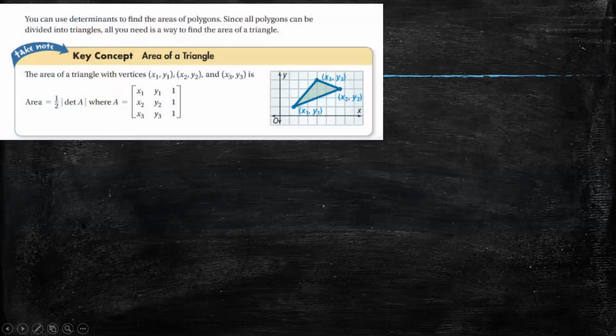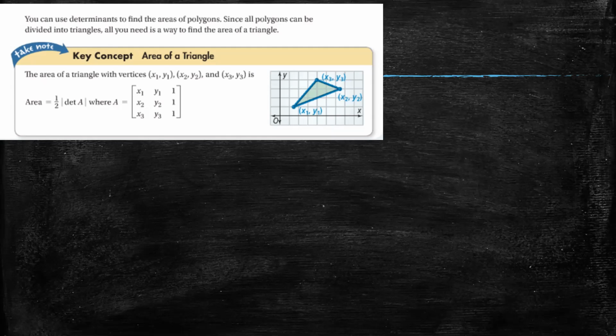So here we can use the determinant. That's why we learn how to find the determinant, because half of the absolute value of the determinant tells me about the area of the triangle. So you can use the determinant to find the areas of polygons. Since all the polygons can be divided into triangles, all you need is a way to find the area of a triangle.